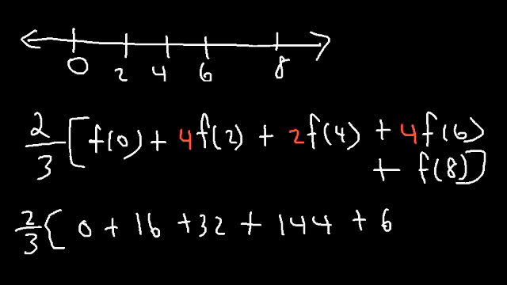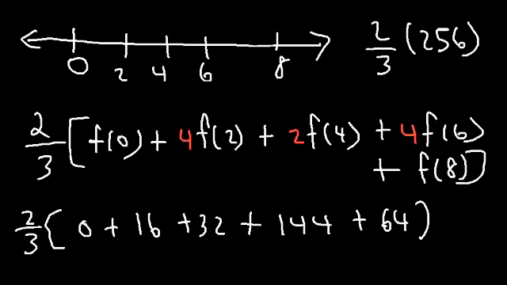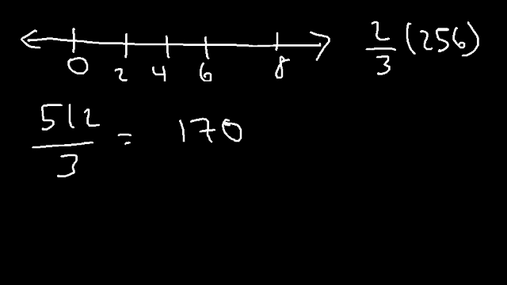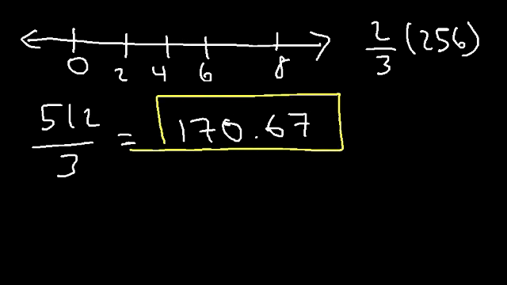8 squared is 64. So now if we add 16 plus 32 plus 144 plus 64, that's 256. So this is 256 times 2/3. 256 times 2 is 512. So the answer is 512 divided by 3, which is about 170.67. So by coincidence, we got the exact answer. But the Simpson's rule and the trapezoidal rule and the midpoint rule are very good approximations of the actual area under the curve.